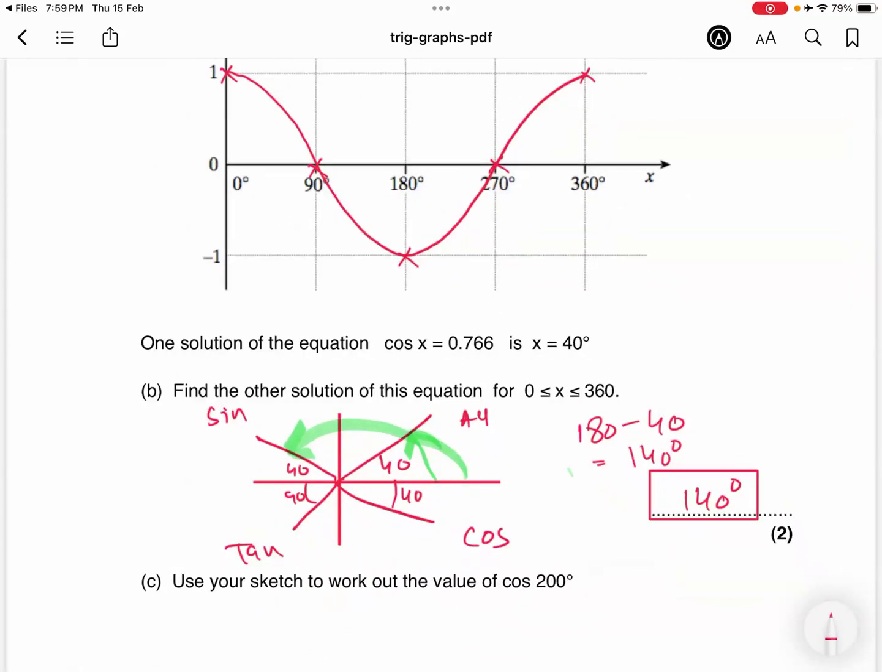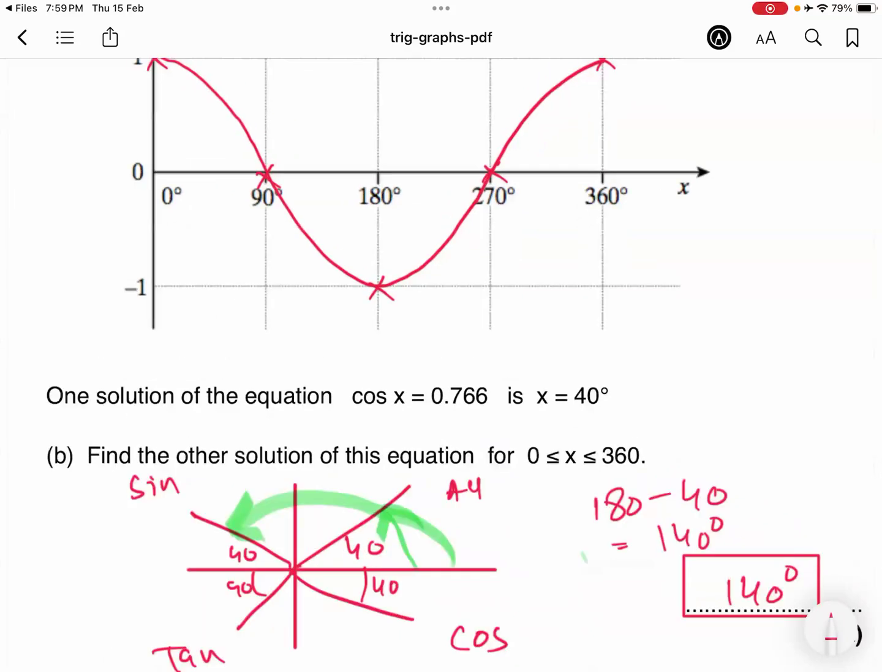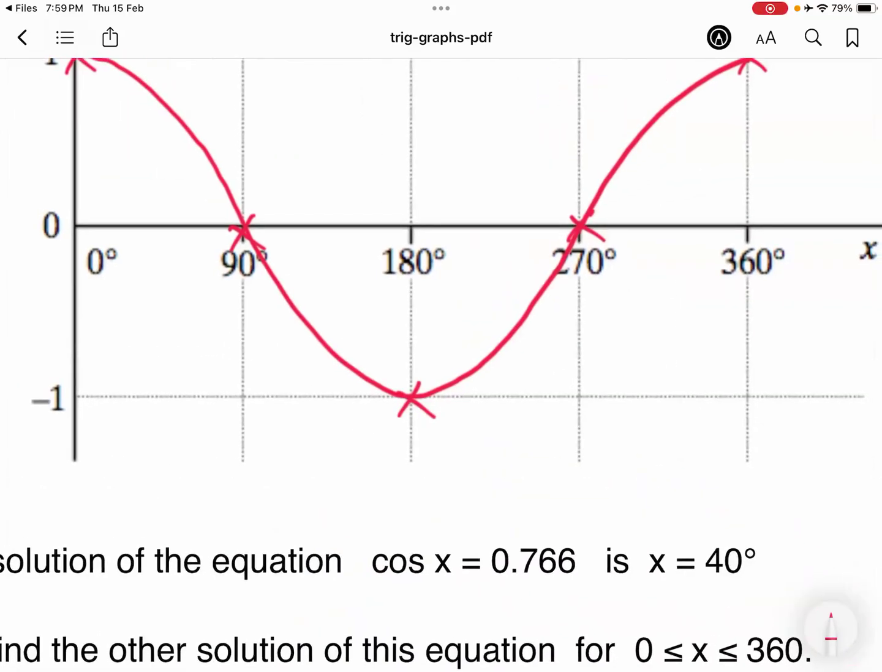Now they say to use your sketch to find out the value of cos 200. We need to find the approximate answer. What is the midpoint of 180 and 270? Add them, divide by 2. 225. So this is my 225.